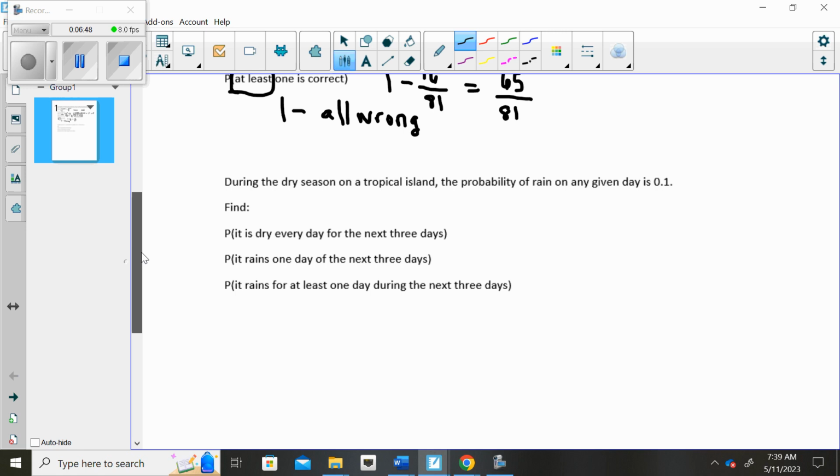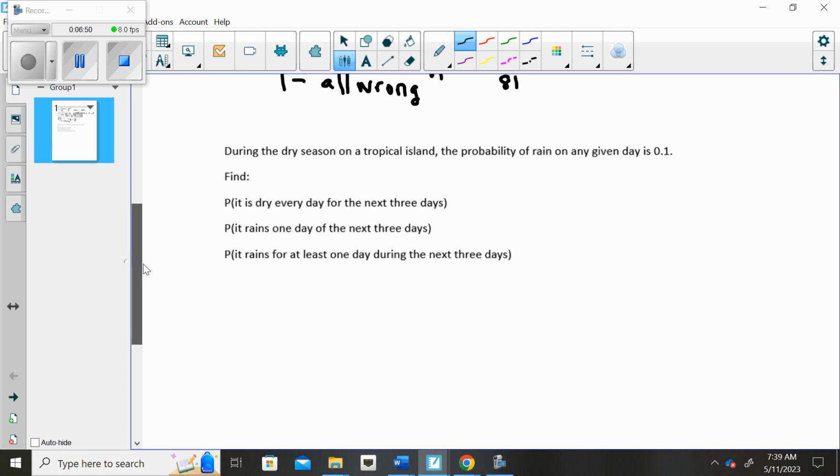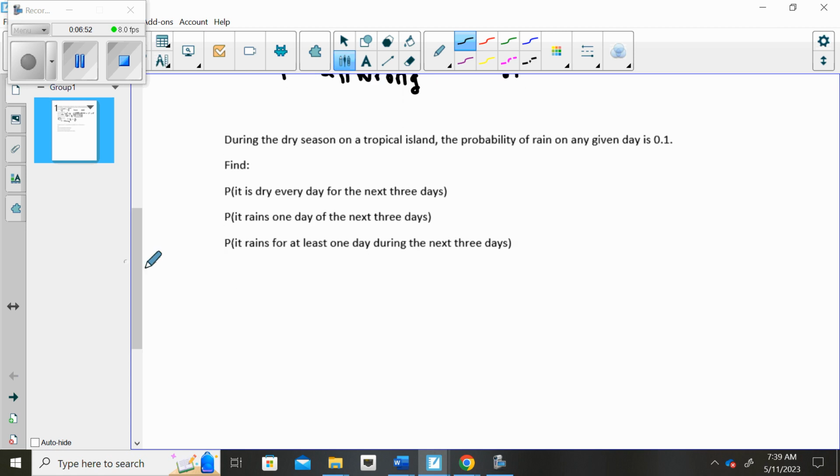Maybe try this yourself and then watch me. Okay, so we've got the dry season, so they only have a 10% chance of rain on any given day, which means that the probability that it's dry is 0.9. Okay, so these are opposite events, so they have to add up to one whole.